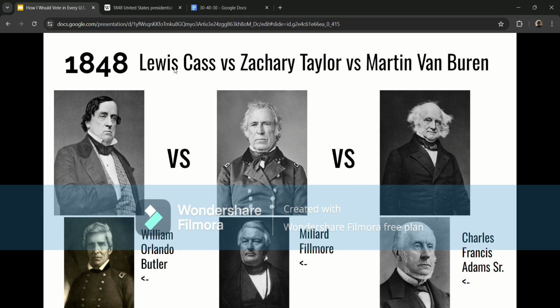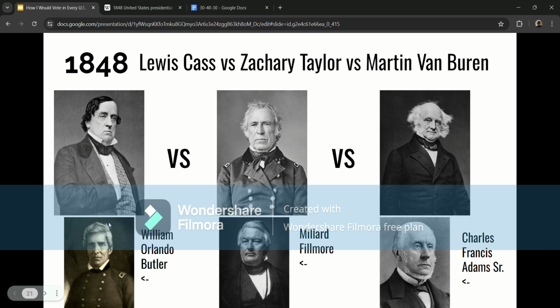Wasn't really in the know with a lot of the issues, if you will, at the time. Which is a shame, too, because, again, I like a president with good experience, and he definitely would have been that. Moving on to Zachary Taylor.